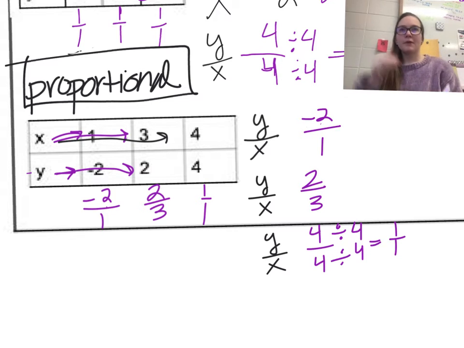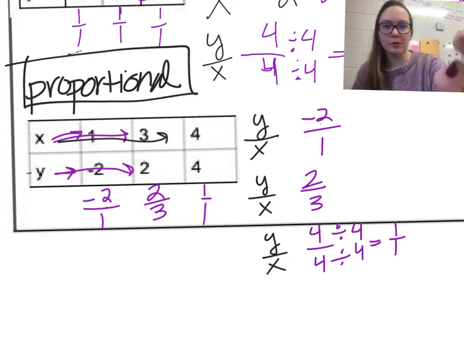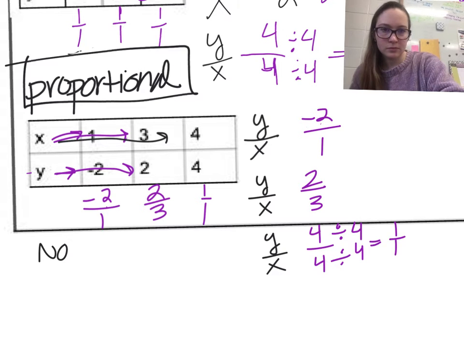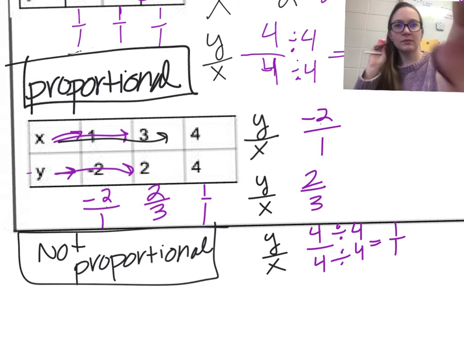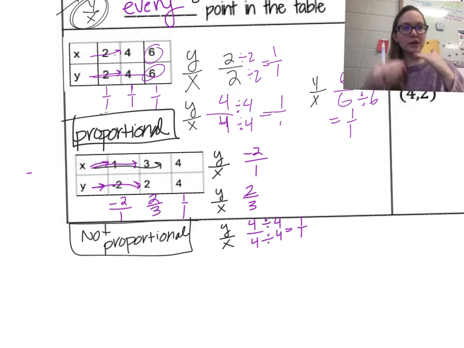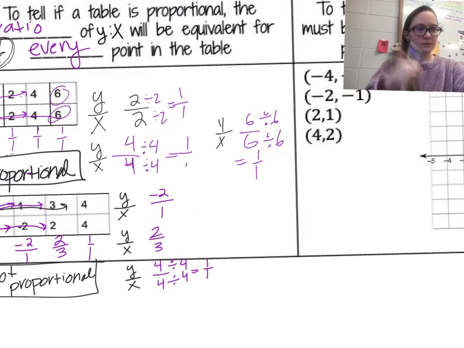Okay? But in order for it to be proportional, every point has to have the same ratio. These are not the same. That means that this table is not proportional. Okay, it's not getting multiplied by the same thing each time. Their ratios are different. So y over x, that ratio, reduce it.